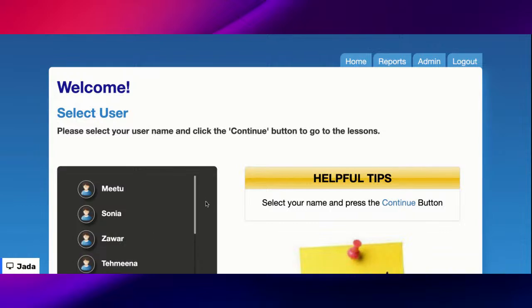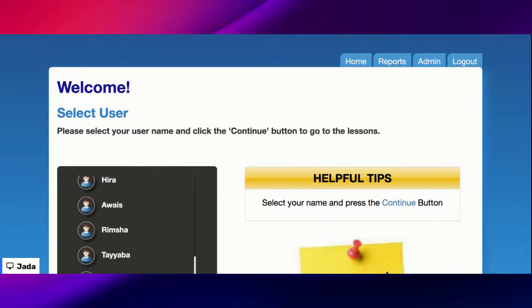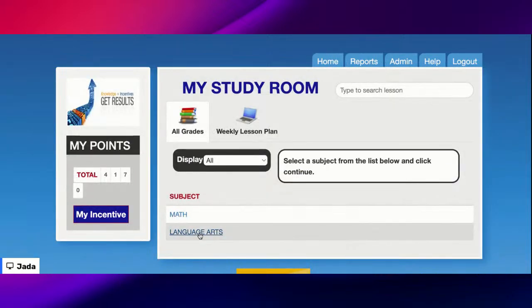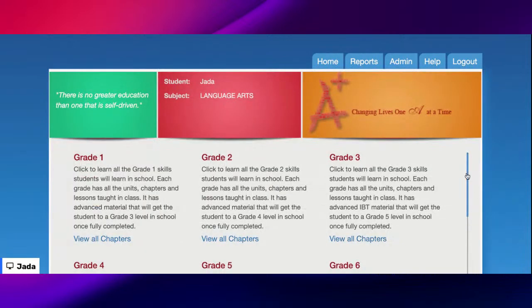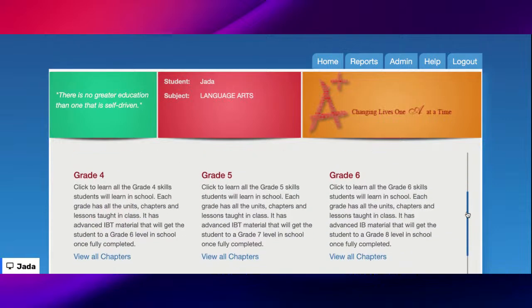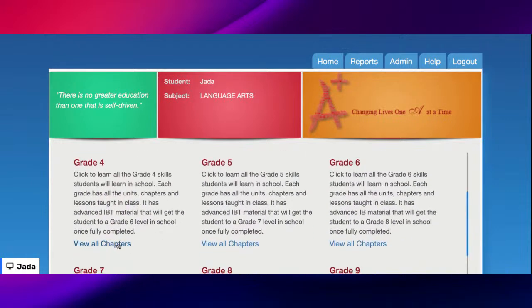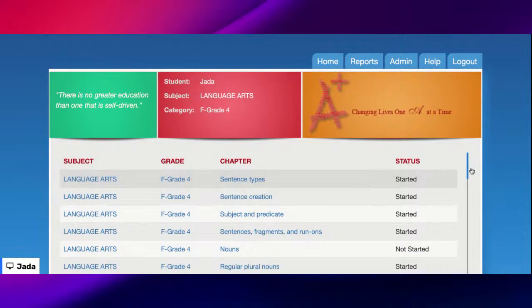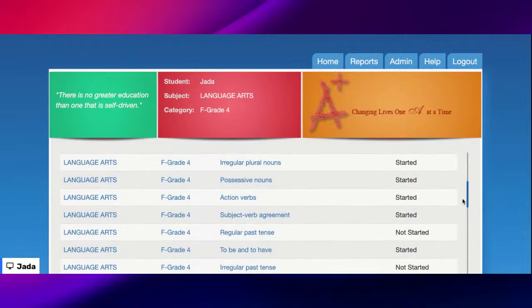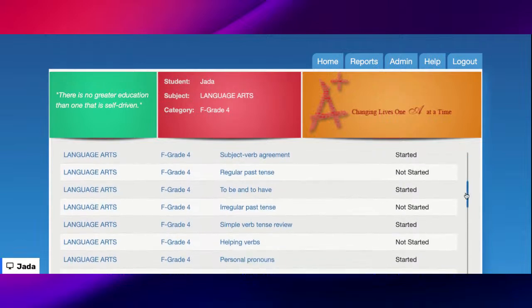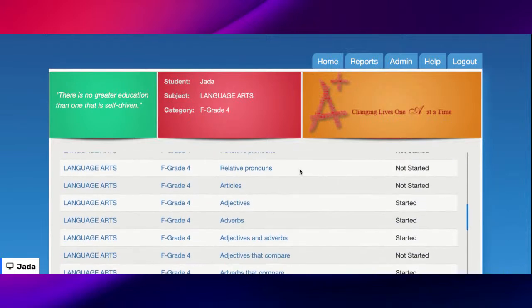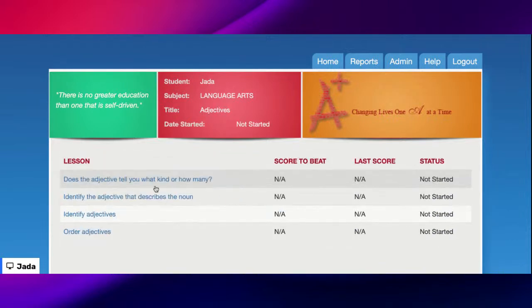First you log in using aplusstudent.com and then you click on your name over here, language art, then grade 4. And then we'll move on to adjectives. So we have the two lessons left, identify adjectives and other adjectives.